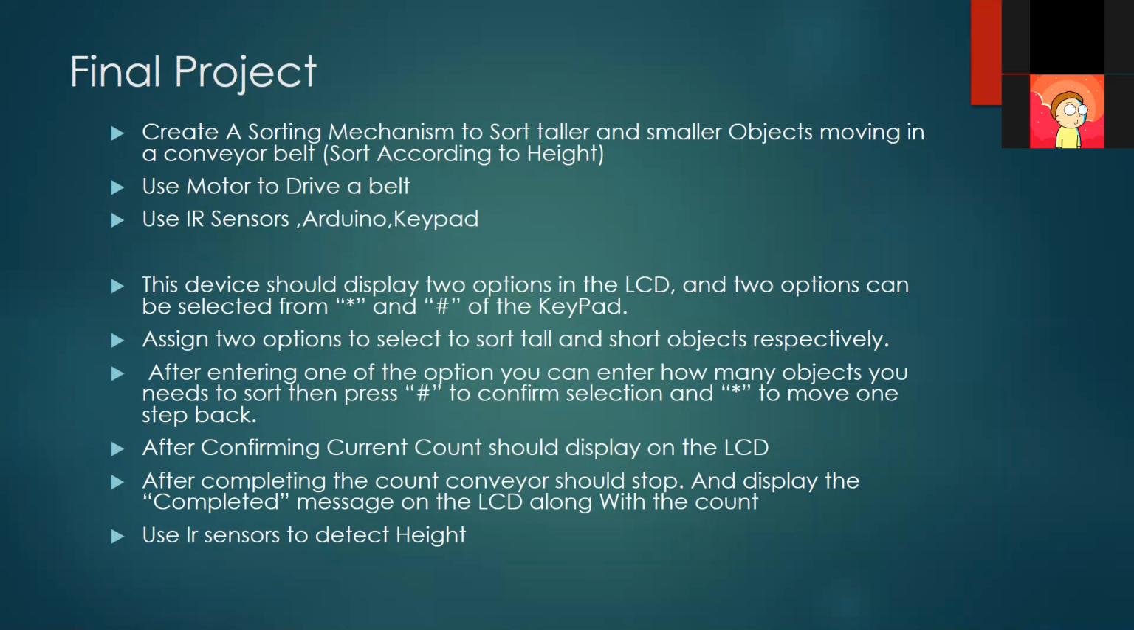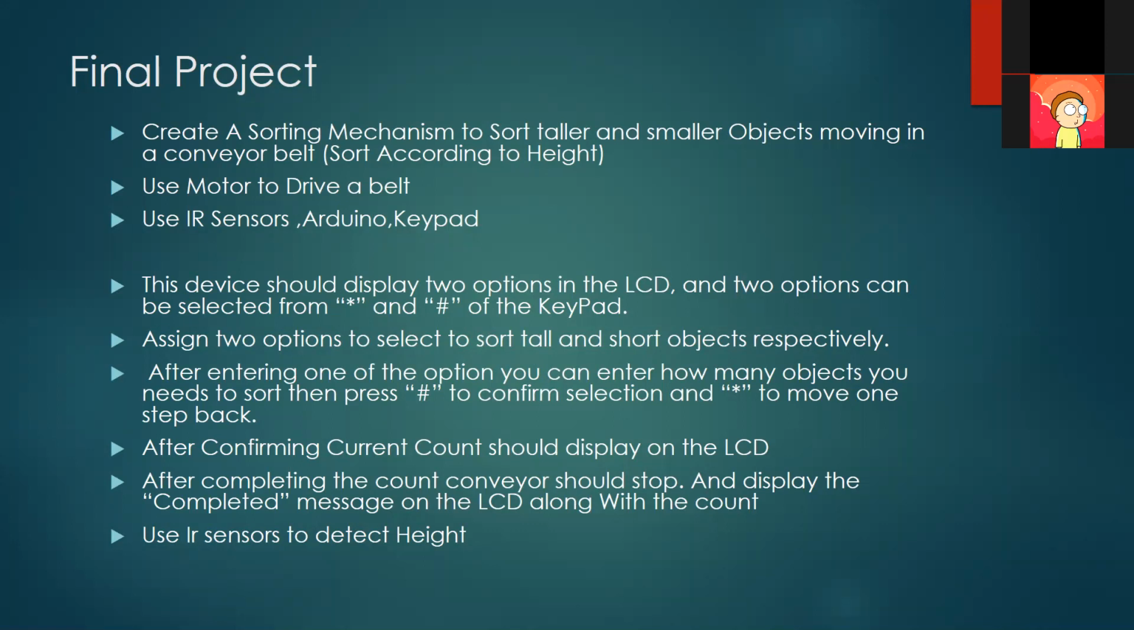Then a keypad to set the operation condition. That means if you are sorting only the tall ones, then you can select the tall option, then enter the count, and then start the process. When you press the start button, only then the belt should rotate, only then the motor should rotate. You have to do this in Proteus.